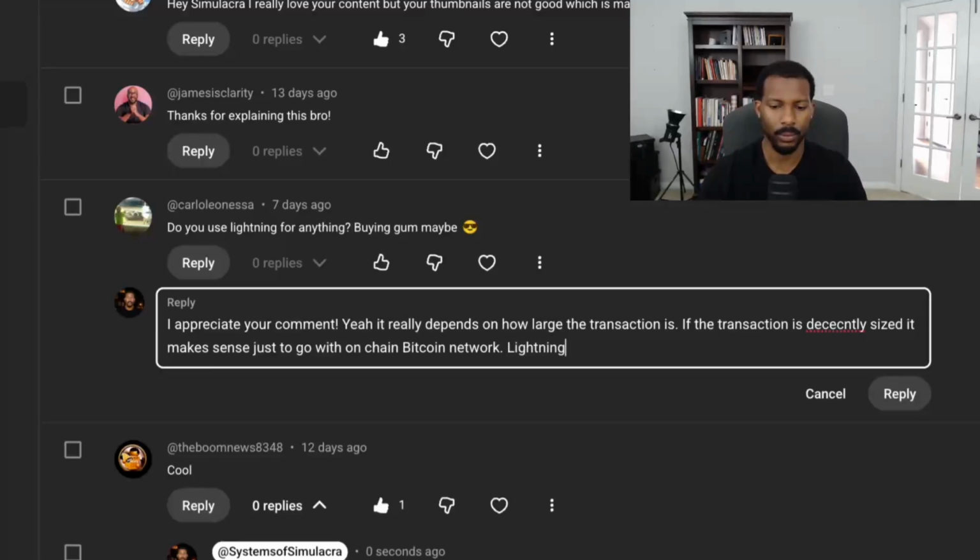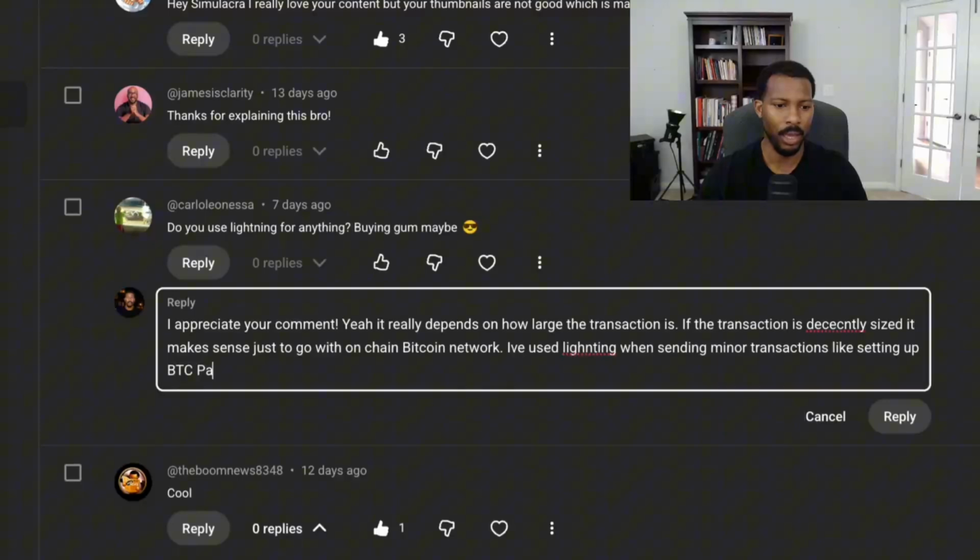Lightning, like you mentioned. I'm going to say I've used Lightning when sending minor transactions, like setting up BTCPay Server, or when setting up Luna Node credit.